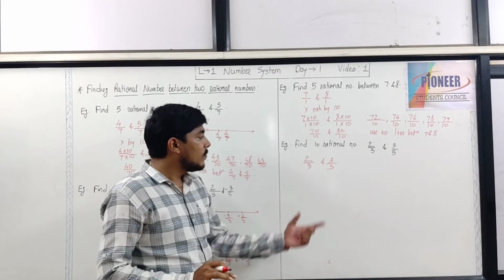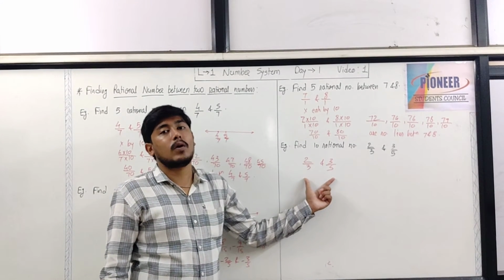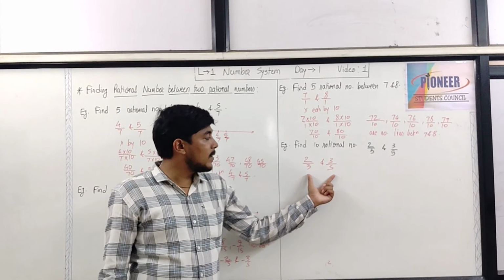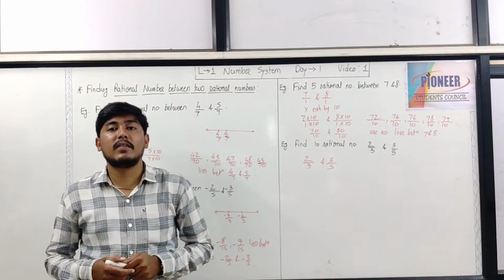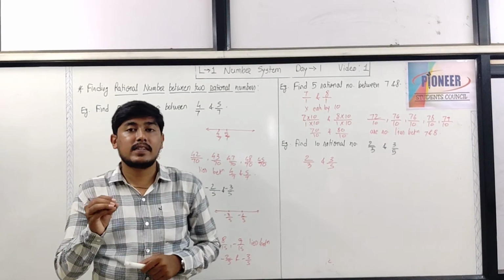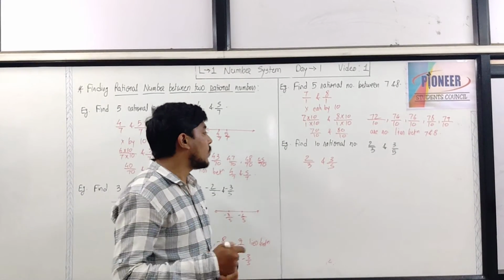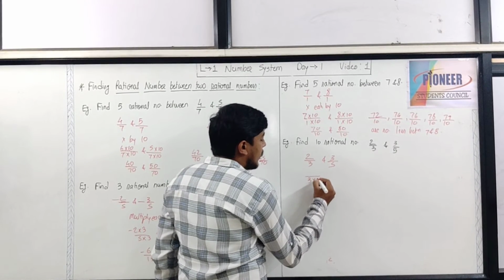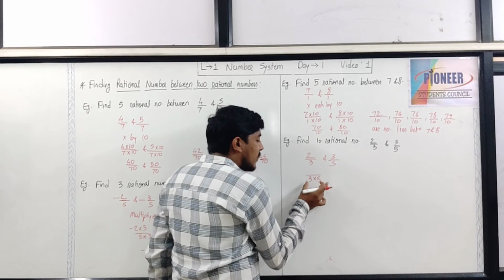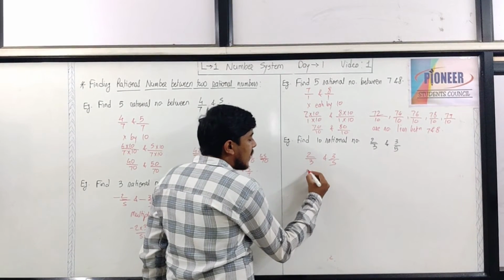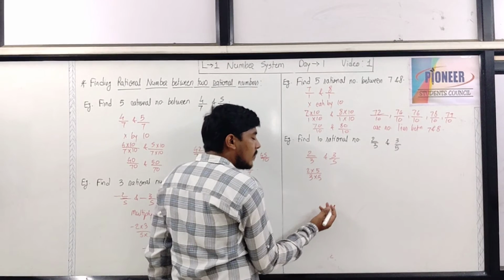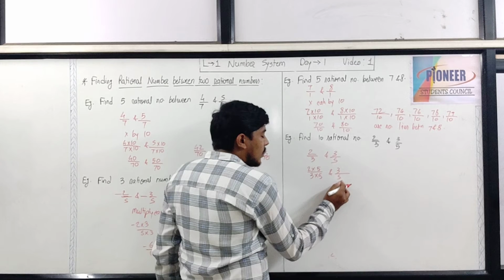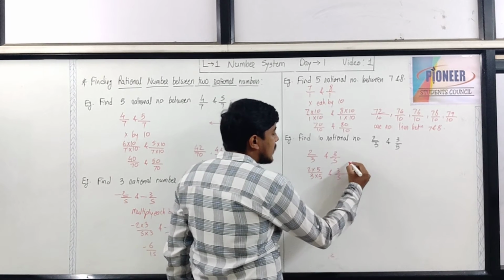Here, what we will do? We will make the denominators equal. Okay? So, how to make the denominators equal? What is the LCM of 3 and 5? LCM of 3 and 5 is 15. So, what we will do? We will multiply the 3 by 5 to get 15. So if we are multiplying the denominator by 5, we have to multiply the numerator also by 5. Here 3 upon 5, here also we have to multiply to make the LCM 15.